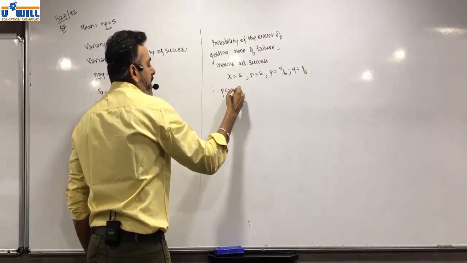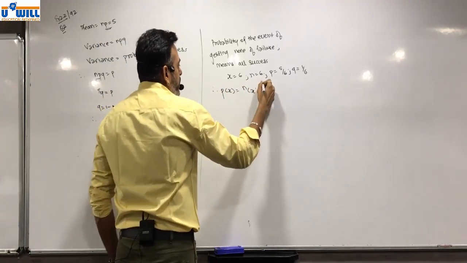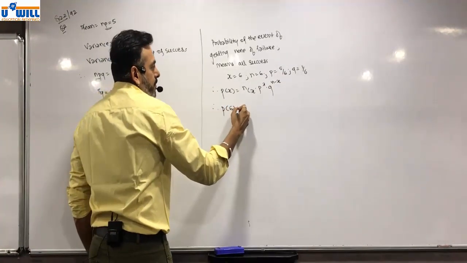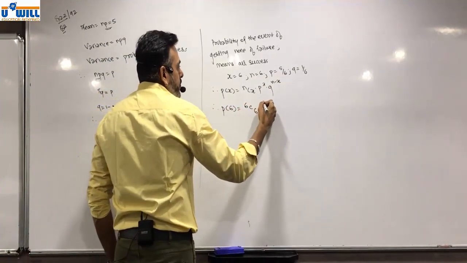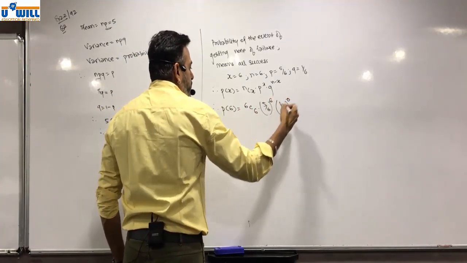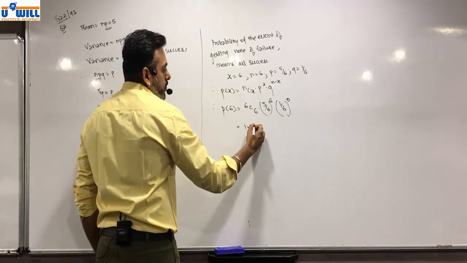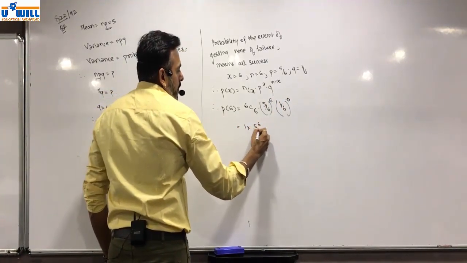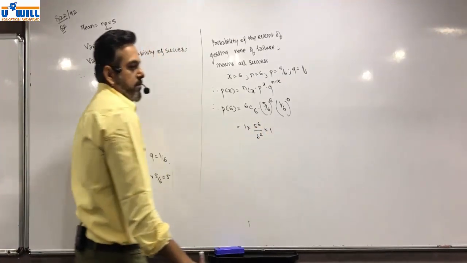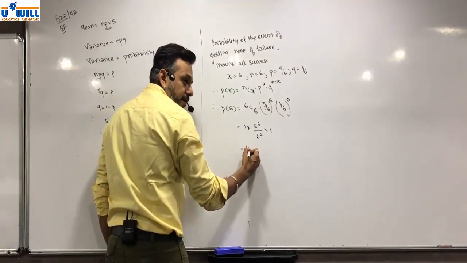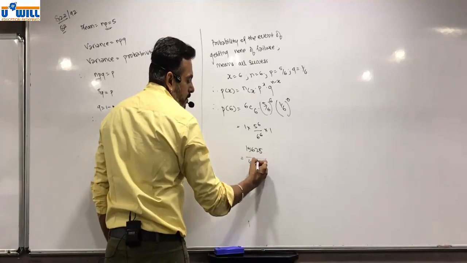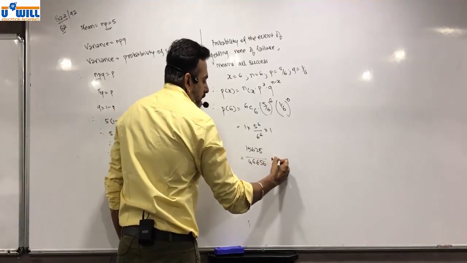Therefore, probability of x, nCx, p raised to x, q raised to n minus x. Therefore, probability of 6 is 6C6 into 5 by 6 raised to 6, 1 by 6 raised to 0, equal to 1 into 5 raised to 6 upon 6 raised to 6 into 1. 5 raised to 6 is 15625 upon 6 raised to 6, 46656. Answer.